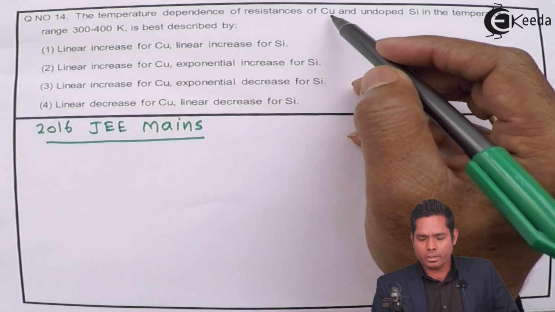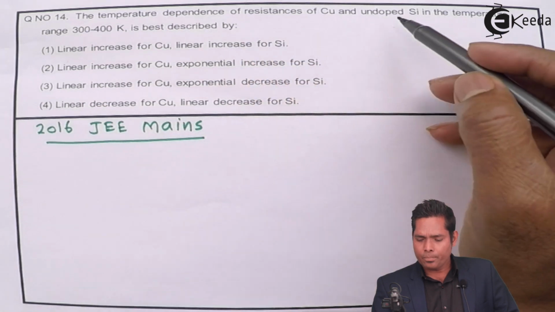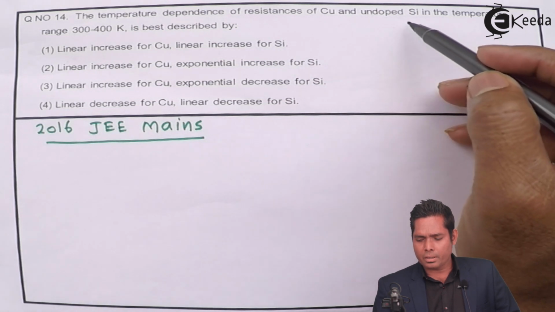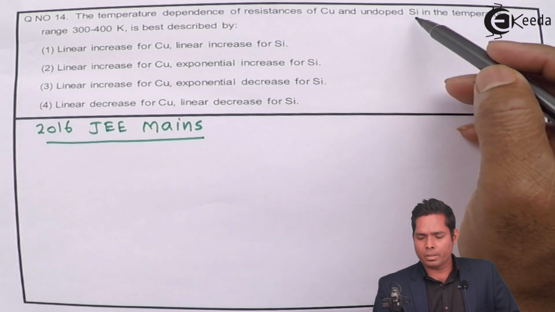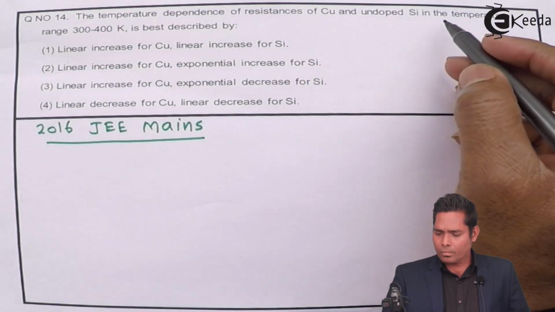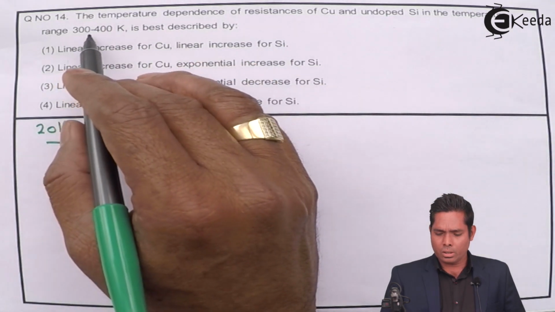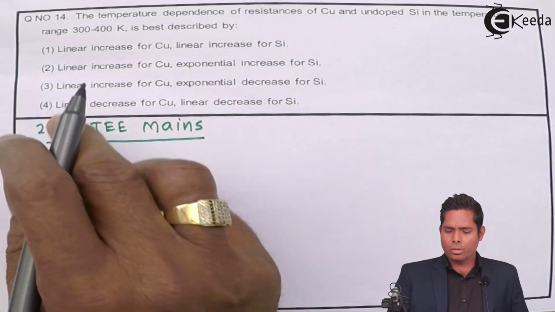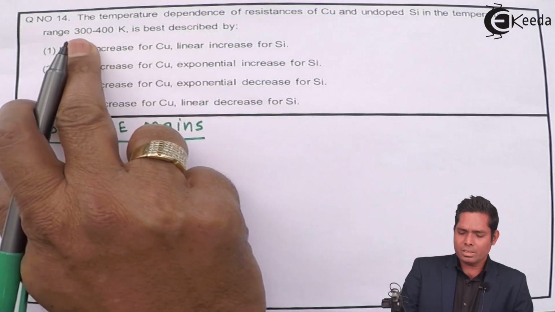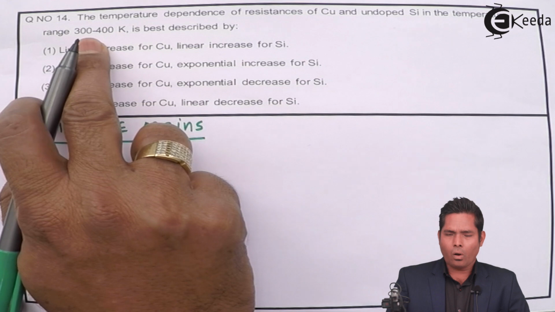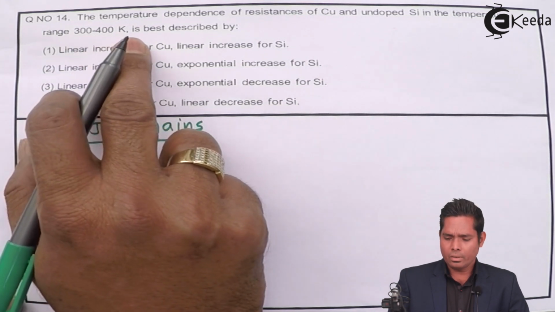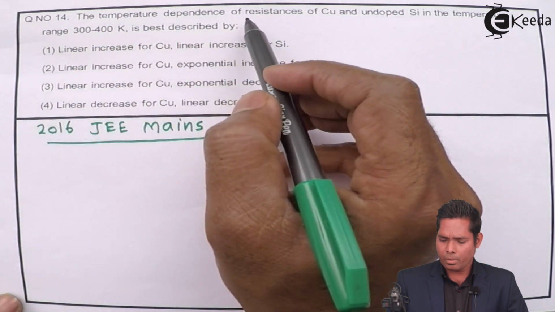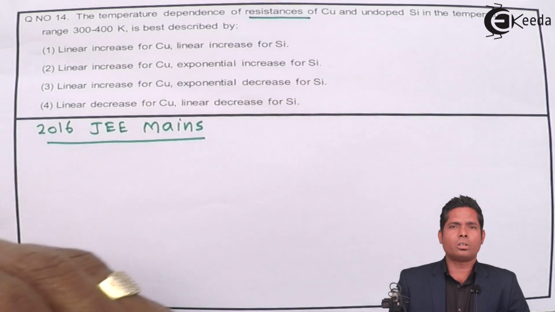Copper is a conductor, and its resistance depends on temperature, and undoped silicon, this is an intrinsic semiconductor. Undoped means pure semiconductor silicon. Pure silicon is a semiconductor in the temperature range of 300 to 400 Kelvin. It is best described by a linear increase in resistance when the temperature increases from 300 to, suppose, 400 Kelvin. What about the resistance? That you have to comment on.